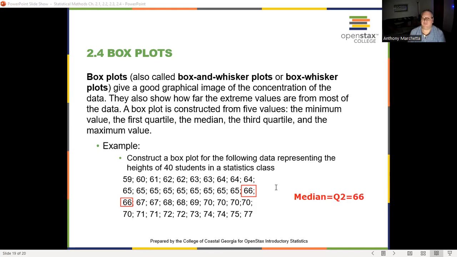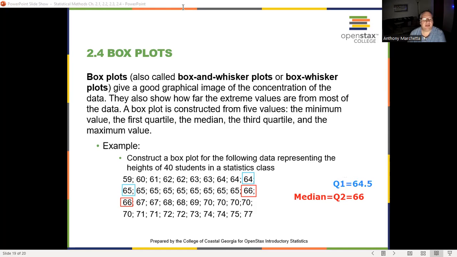All right. Now, since we have 66 to cut our data into 2 equal parts, the first of the 2 equal parts is the first 20 numbers, and then the second of the 2 equal parts is the last 20 numbers. So first, let's think about the first set of 20 numbers. I'll use blue to show this, and we're going to think about this number and this number, and that's why we're going to say that Q1 is the average of those 2 numbers, which is 64.5.